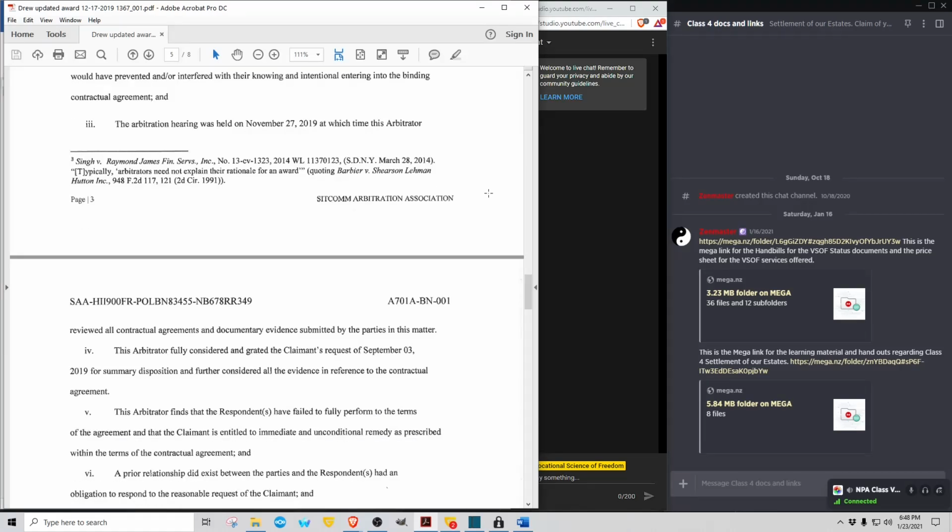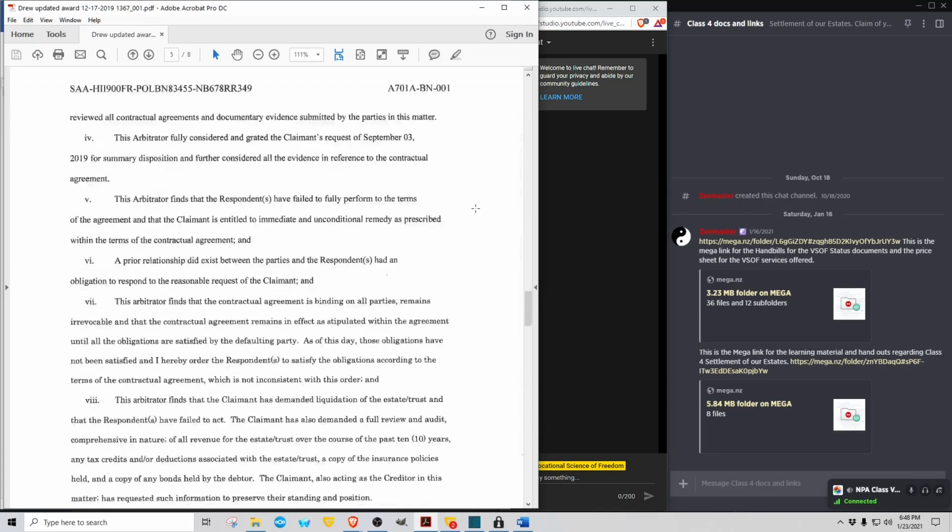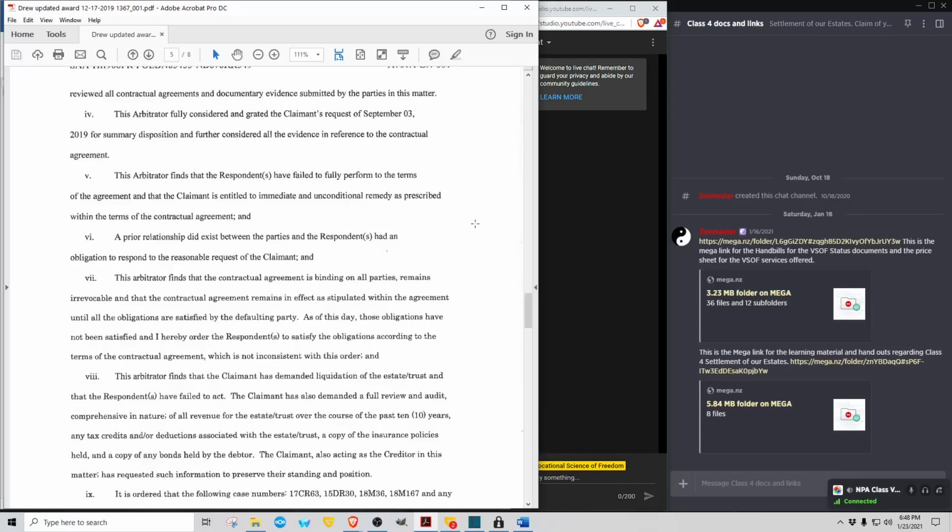The arbitration hearing was held on such and such date, at which the arbitrator reviewed all contractual agreements and documentary evidence submitted by the parties in this matter. The arbitrator fully considered and granted the claimant's request of September 3rd, 2019 for summary disposition and further considered all the evidence and referred to the contractual agreement. This arbitrator finds that the respondents have failed to fully perform to the terms of the agreement.